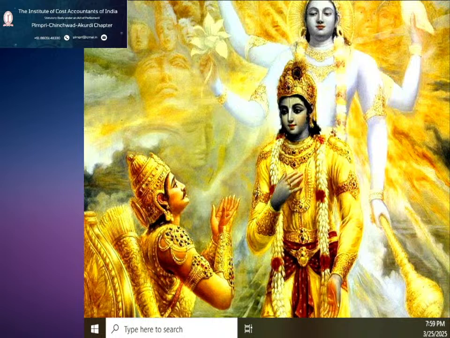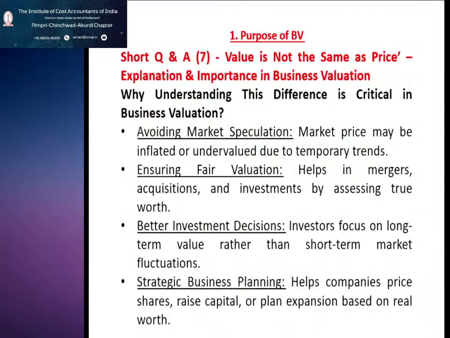Now, why is it very essential to understand the difference between value and price? Let's understand that. And why it is critical in business valuation to understand that value is not the same as price. One is avoiding market speculation. So market price may be inflated or undervalued due to temporary trends. So that gets avoided in the business valuation. It ensures fair valuation, thereby helping in mergers, acquisitions and investments by assessing true worth.